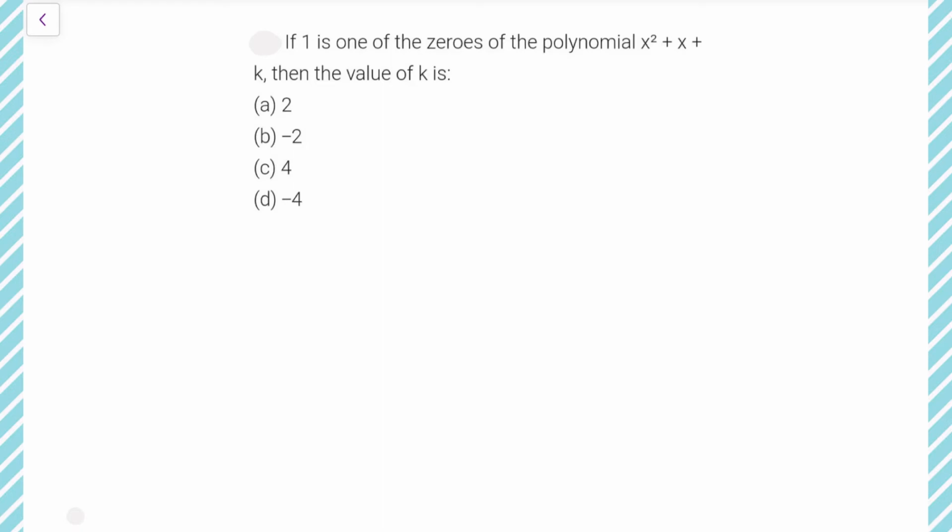If 1 is one of the zeros of the polynomial x square plus x plus k, then what is the value of k? In the question, it is clearly mentioned that 1 is a zero of the polynomial x square plus x plus k. So simply in the place of x we need to substitute 1. If I write the given polynomial again, x square plus x plus k, in the place of x we need to substitute 1.